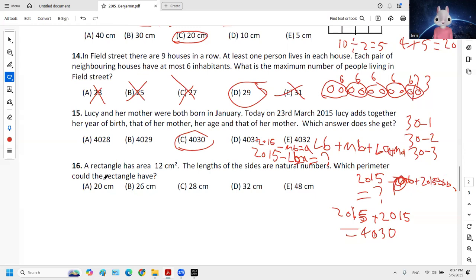Question number 16. A rectangle has an area of 12 centimeters squared. The lengths of the sides are natural numbers. Which perimeter could the rectangle have? Right here, you can get a rectangle.